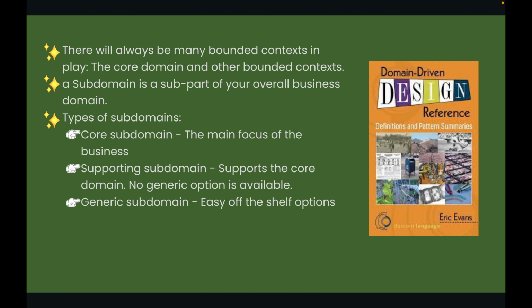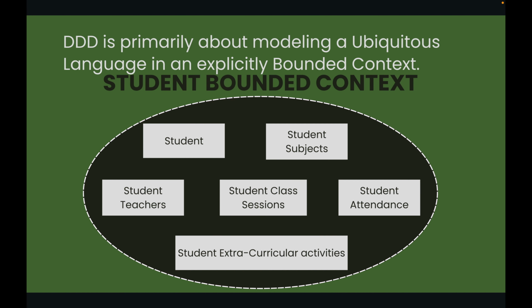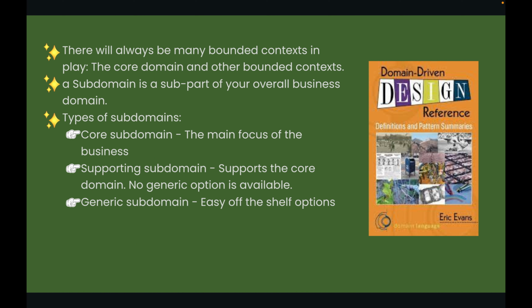There will always be many bounded contexts in play. I've mentioned, for instance, one where we would have a student bounded context. I wanted to go back to the definition earlier. DDD is primarily about modeling a ubiquitous language in an explicitly bounded context. Now, we're modeling the language in this boundary. So I hope that is now clear. I mean, we should be done, but now let's also get to more details of how to go about it. I was kidding when I said we should be done anyway.